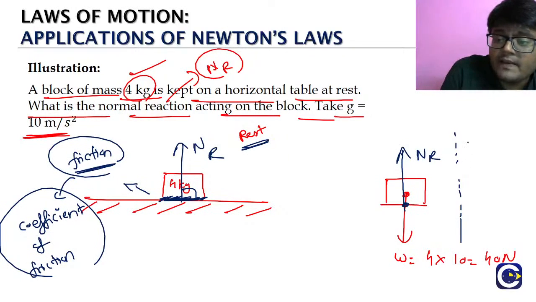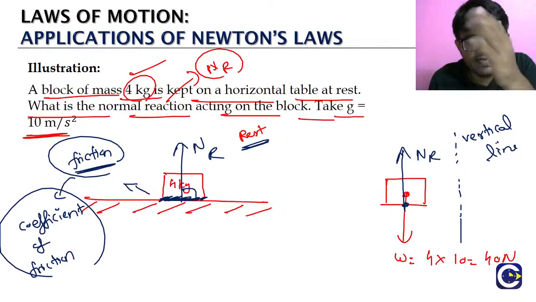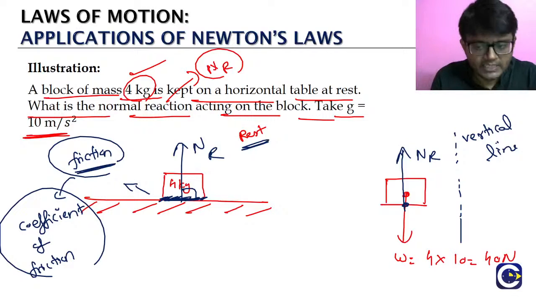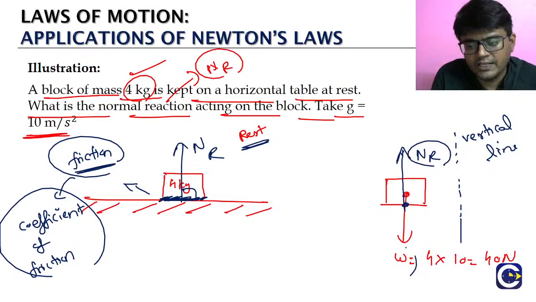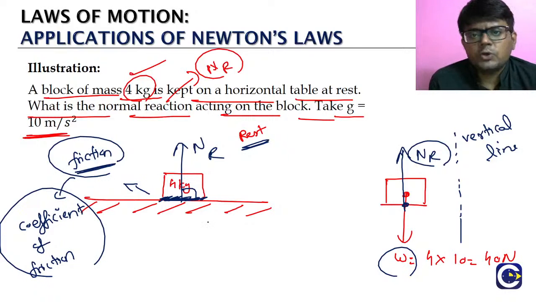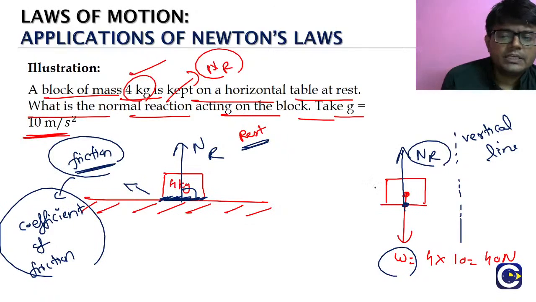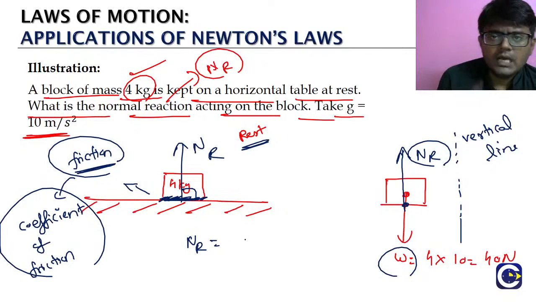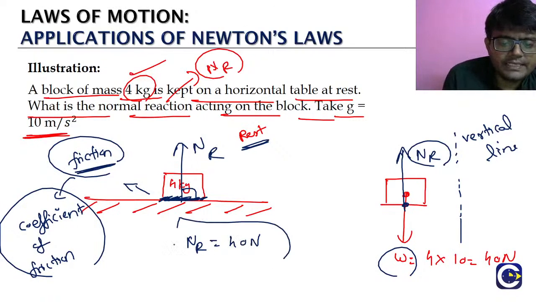So look here, we will look at this vertical line. On the vertical direction we will apply that balancing of forces. How many forces are actually there? Two forces. One is up, the second is down. When you say the total force should be 0, what does it mean? The upward force, that is the normal reaction, should be equal to the downward force, which is the weight, that is 40 newtons.